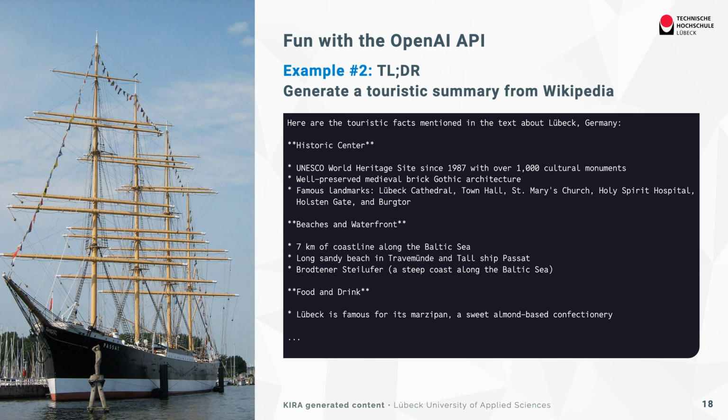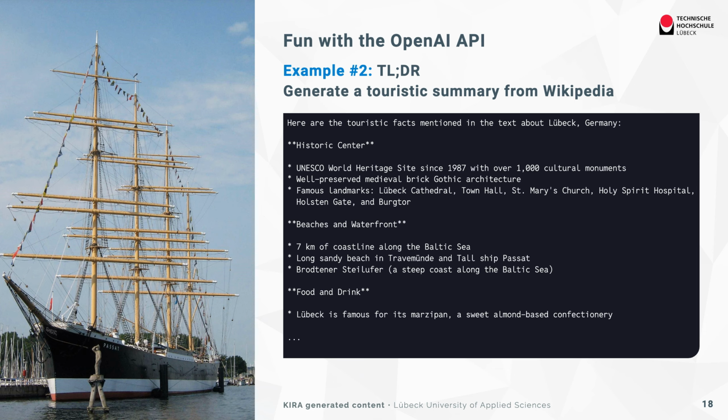And when we execute this now, we receive a touristic summary of Lübeck from our language model based on a Wikipedia article to learn the following about Lübeck. Lübeck's historic center has been a UNESCO World Heritage Site since 1987 and boasts over 1,000 cultural monuments, featuring well-preserved medieval brick Gothic architecture and iconic landmarks like Lübeck Cathedral, Town Hall, and Holsten Gate.